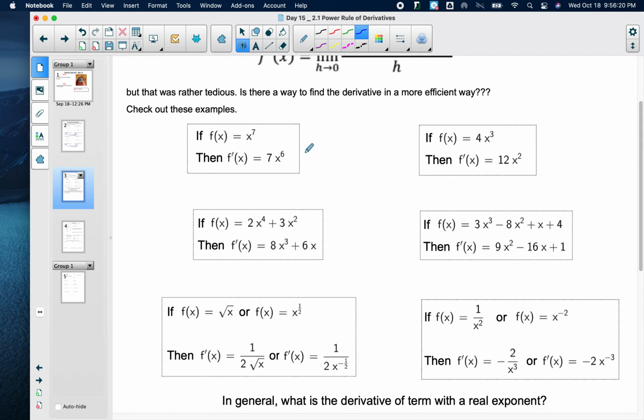Okay, so I gave you some examples here. f of x is x to the 7th. The derivative is 7x to the 6th. How do I go from there to there?